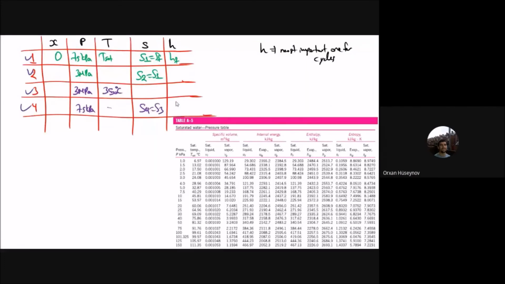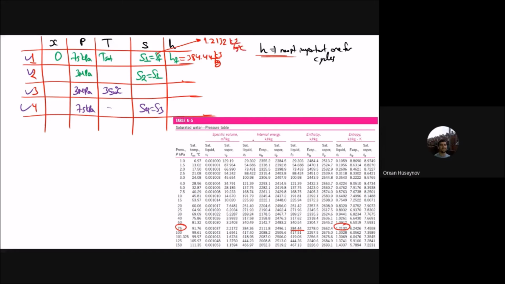Let me start with state 1 here. For state 1, I will just take the hf value at 75 kilopascals. You go to 75 kilopascals, and the hf value will be just 384.44 kilojoules per kilogram. Since enthalpy is the most important property, I will not work out the other ones, but if you are interested, you can get them. Now comes state 2, and for state 2, s2 is the same as s1. And s1 is sf, and it is given in the question as 1.2132 kilojoules per kilogram degree Celsius.